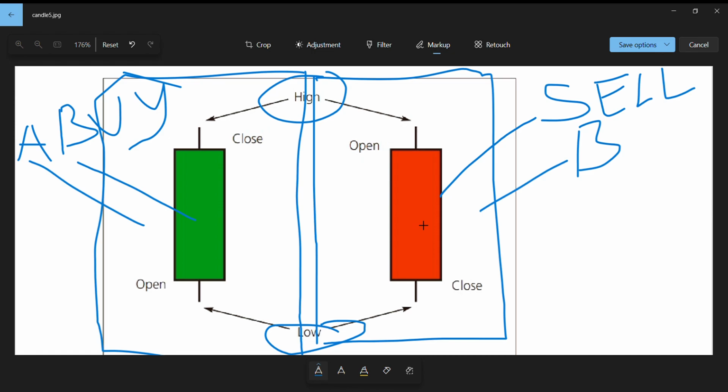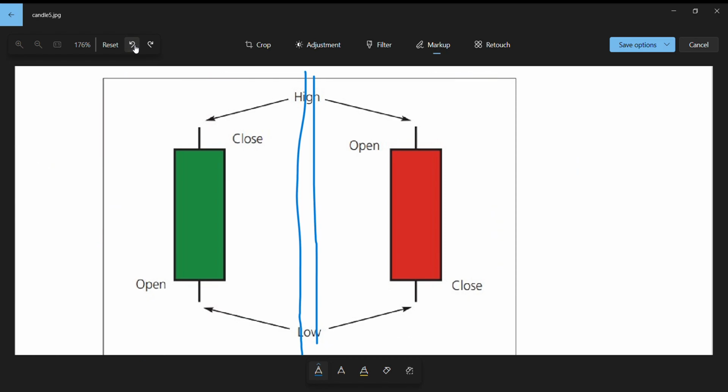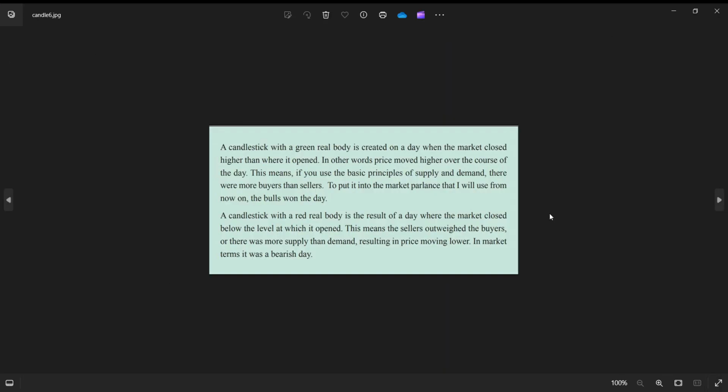Now we understand the red and the green. Okay, let me quickly take you to a definition. I took a definition on the green and the red. Let me quickly take you to that definition right now. Okay, let me go fast. So go back. Now, okay, good.